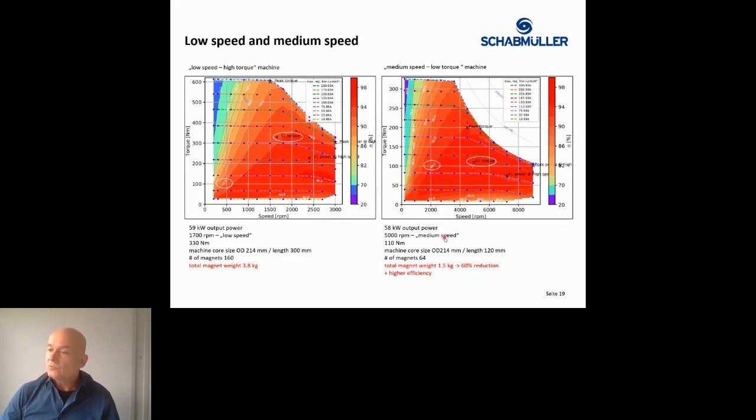But at the medium speed, lower torque machine, the same operating point, that's the 58 kilowatt, 59 kilowatt power output, is above 94%. So together with that medium speed, lower torque machine comes also a better efficiency, lower energy consumption, operating the same output power.